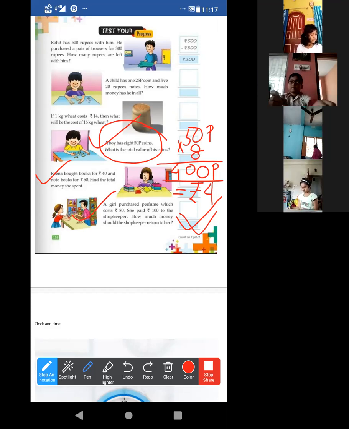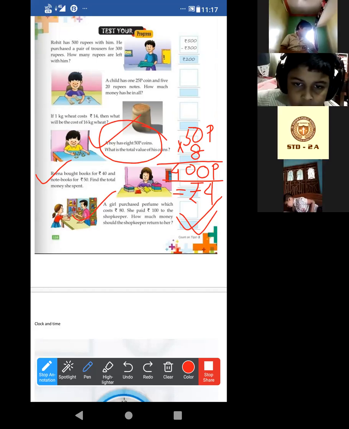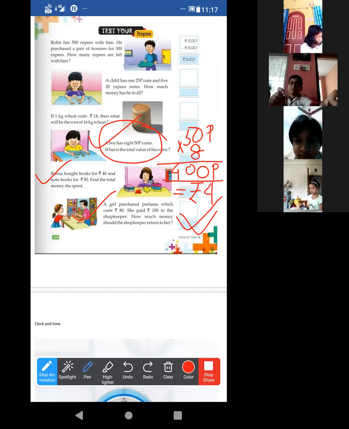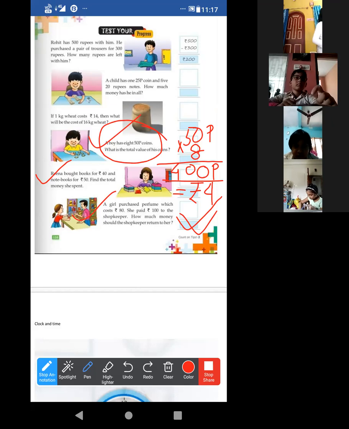Pranavi, where are you? Pranavi? What are you doing, Pranavi? Sit properly. Okay.